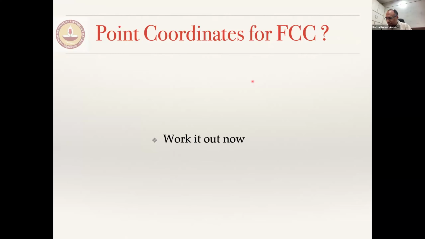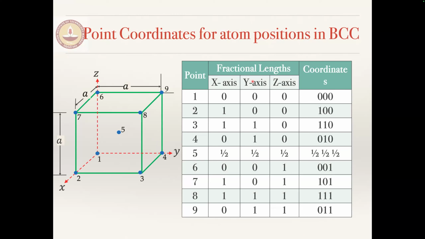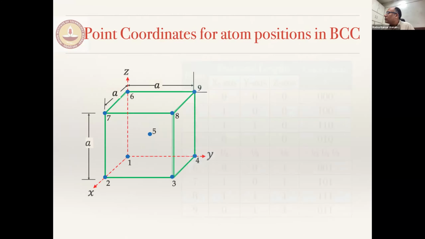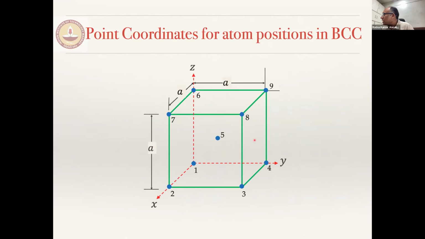So similarly for FCC, you know what an FCC is, right? How does an FCC look like? Face-centered cubic. So in an FCC, point 5 will not be there. Let us make 9 as 5, and 5, 6, 7, 8 will not change. And 9 is on this face, 10 is on this face. Can you tell me what are the coordinates of 9 and 10?